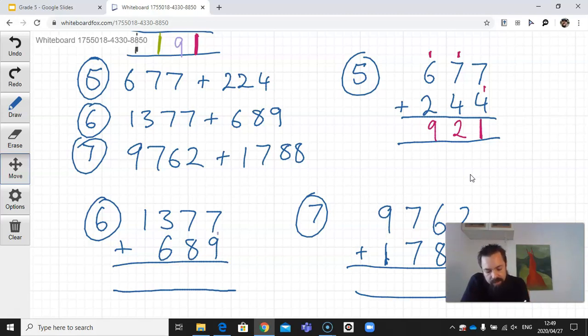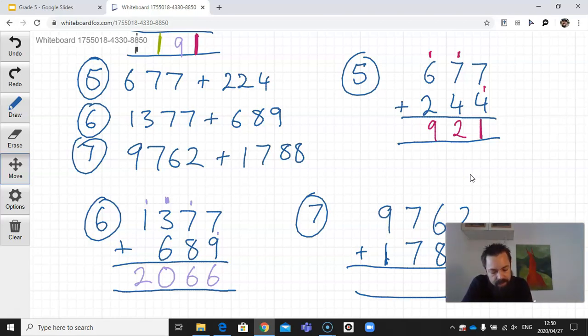7 plus 9 is 16. Again, mental arithmetic. Put that in there. 1 plus 7 is 8, plus 8 is 16. Carry 1. 1 plus 3 is 4, plus 6 is 10. So you put a 0 here and we carry the 1. 1 plus 1 is 2. Answer 2066.